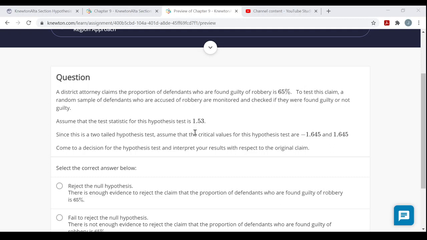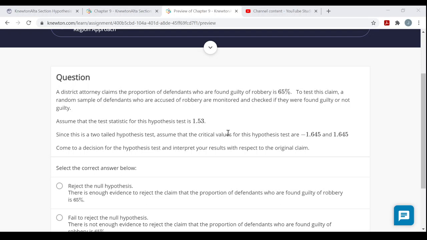Since this is a two-tailed hypothesis test, because p equals 0.65 would be the null hypothesis and p not equal to 0.65 would be the alternative hypothesis, assume the critical values for this test are z equals negative 1.645 and z equals positive 1.645. So they're already giving us the test statistic and the critical values. Come to a decision for the hypothesis test and interpret your results.